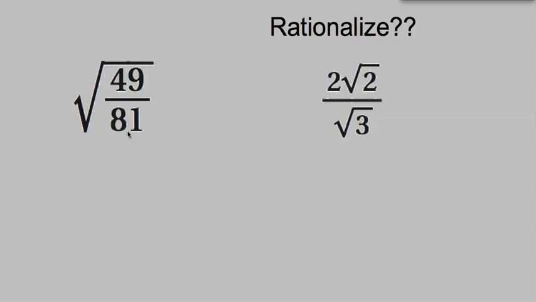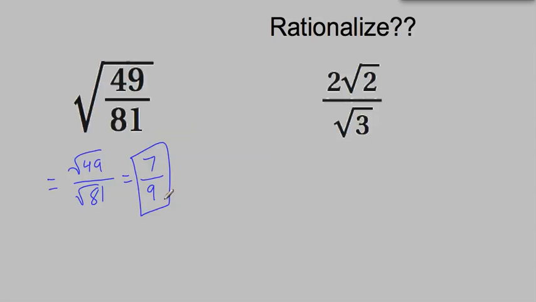So when I'm looking at this expression here, let's look at this one first. We know that the square root of 49 over 81 is the same thing as the square root of 49 over the square root of 81. And we know that 49 is a perfect square, so the square root of 49 is 7. 81 is a perfect square, the square root is 9. So we have simplified it, and in simplifying it, we removed all of the radicals from the denominator.